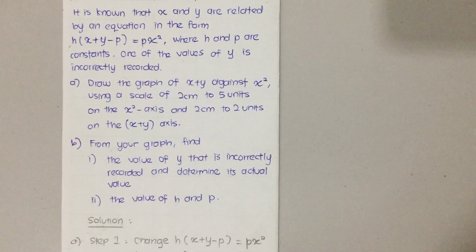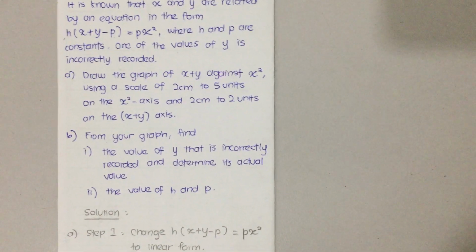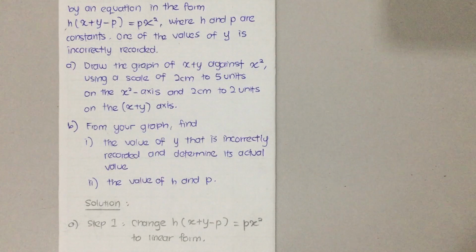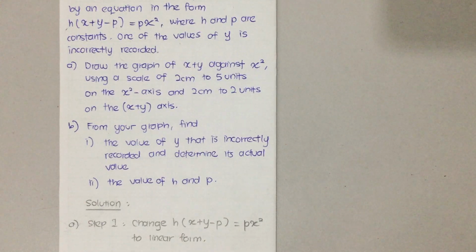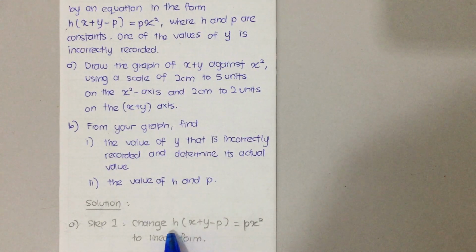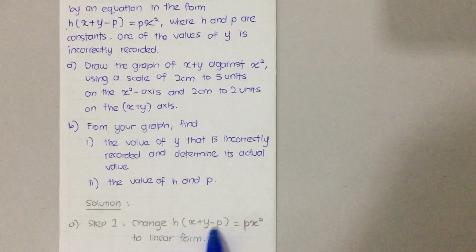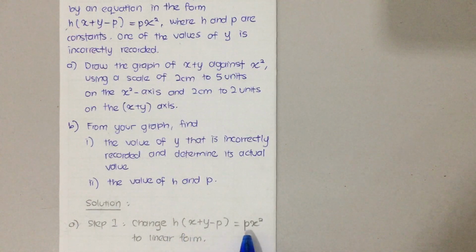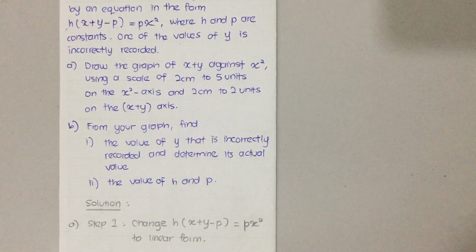Okay, to start off, the first step we need to do is change the nonlinear equation to a linear form. In this case, our nonlinear equation is h(x + y - p) = px². So this is the nonlinear equation, and we need to change it to a linear form. I'm going to show you the step-by-step working now.